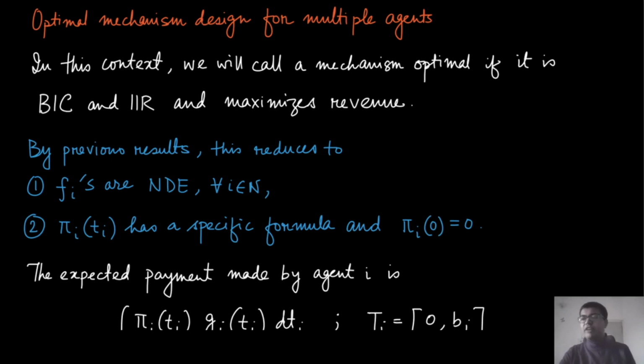that all these f_i are non-decreasing in expectation, which we have proved in one of the previous modules. And also these pi_i(t_i)'s have a very specific formula that we have discussed there, similar to Myerson's payment rule, with the additional constraint that the constant value pi_i(0) should be equal to 0, because interim individual rationality will require this to be less than or equal to 0. And since we are trying to maximize the revenue, it must be equal to 0.